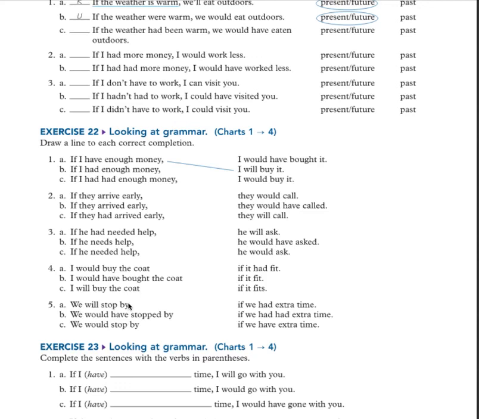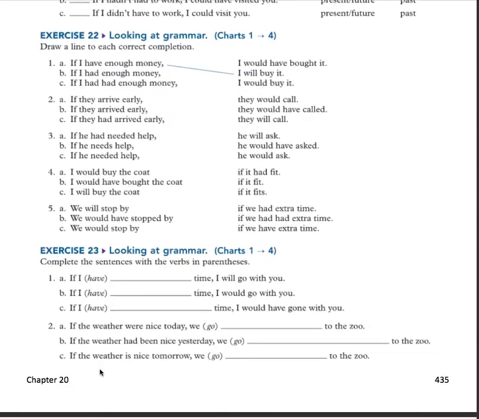5a. We will stop by if we have extra time. Simple present. Because this is will and the verb in the simple form. So you're going to say, okay, if we have extra time, simple present. We would have stopped by, would have and the past participle, if we, past perfect, had had extra time. We would stop by if we had extra time. Would and stop, simple present, with had in the if clause in the simple past.